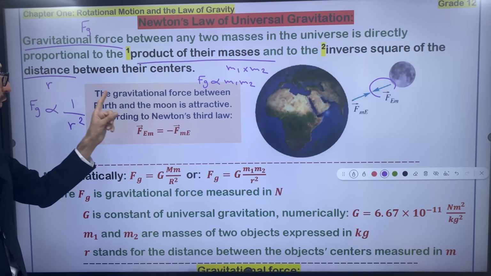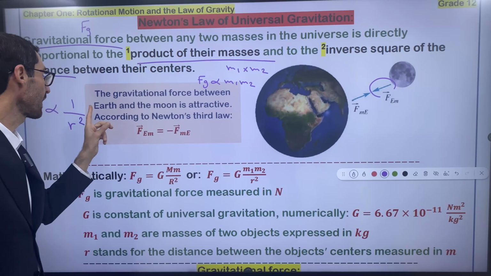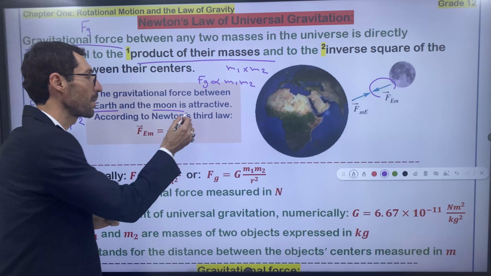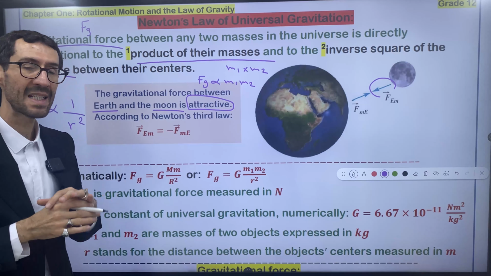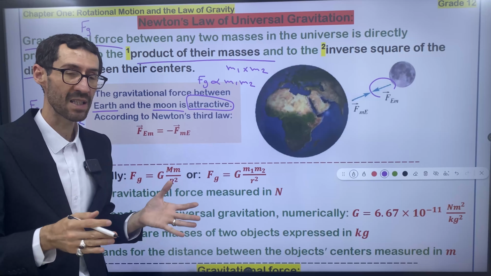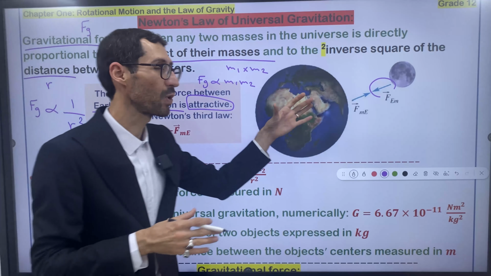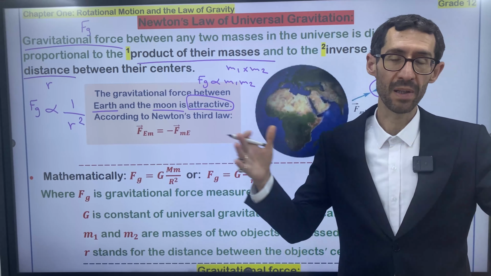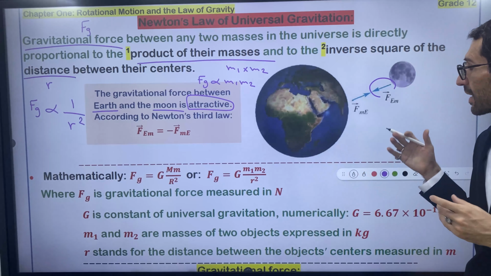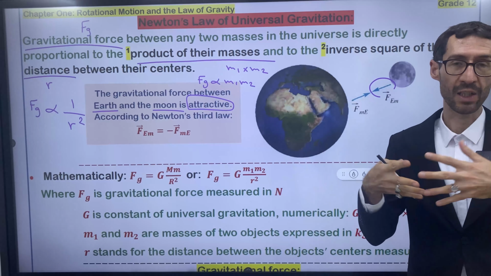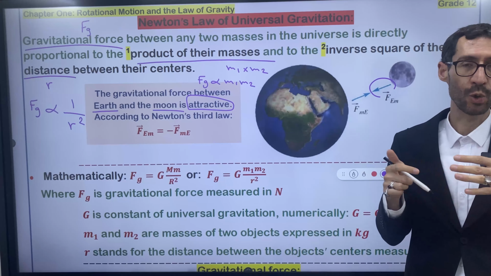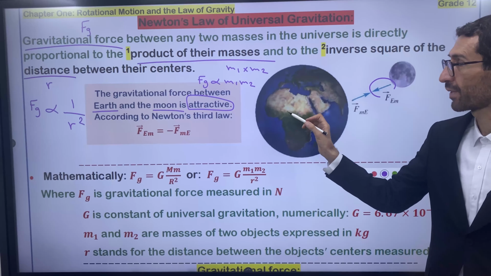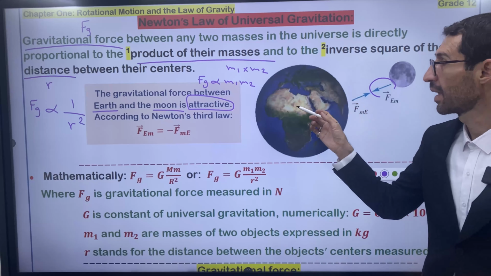Let me read this note for you. The gravitational force between Earth and the Moon is attractive. So keep in mind that gravity always is attractive. It's not repulsive. Gravitational force between any two objects does not repel the objects. It forces the objects to attract one another. It doesn't urge the objects to repel one another. It doesn't happen. So this is the nature of gravity: gravitational force is attractive.